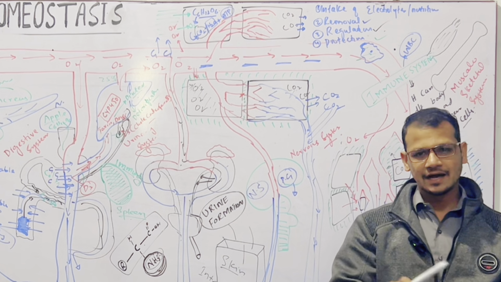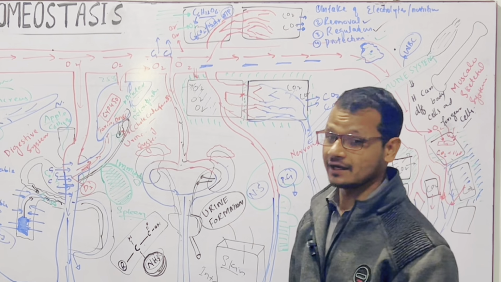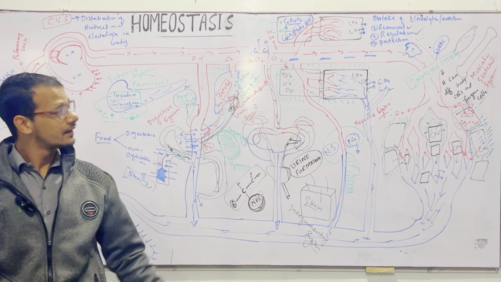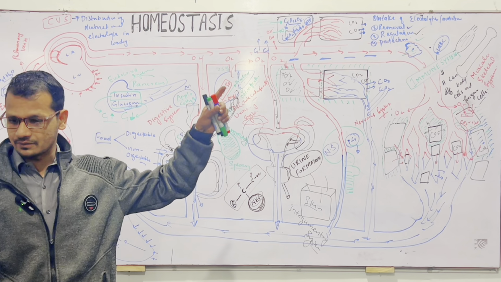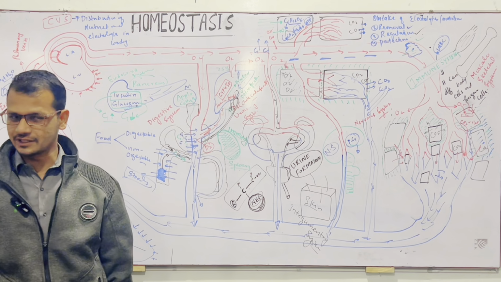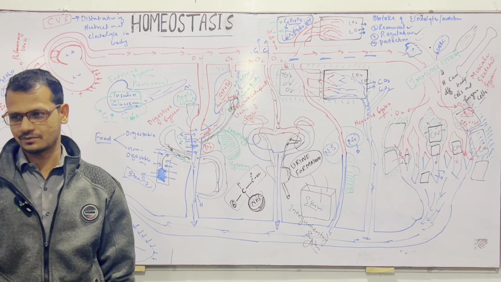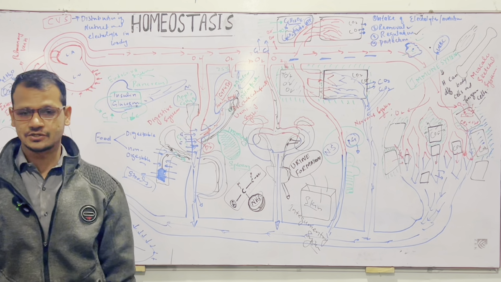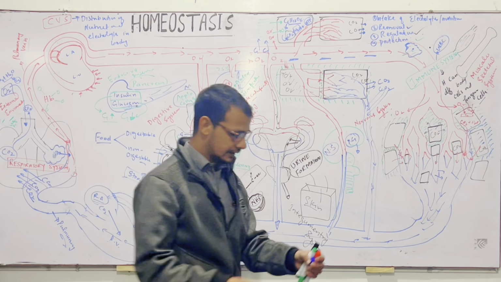But for the last, there are two systems remaining in our body. The first one is the musculoskeletal system. The second is the reproductive system. What is the role of the reproductive system in homeostasis? What is the role of the musculoskeletal system in homeostasis?